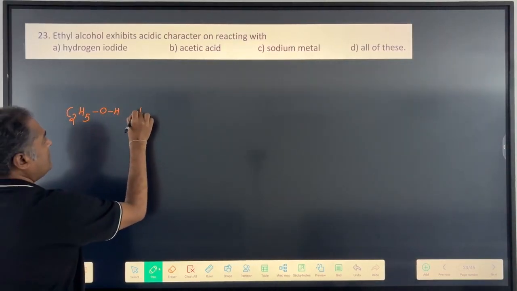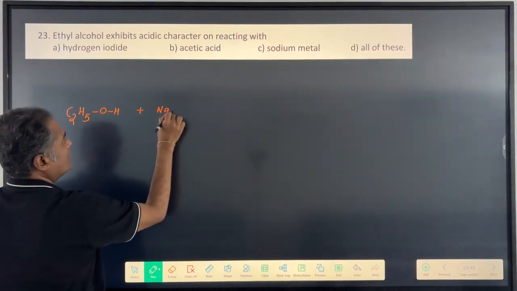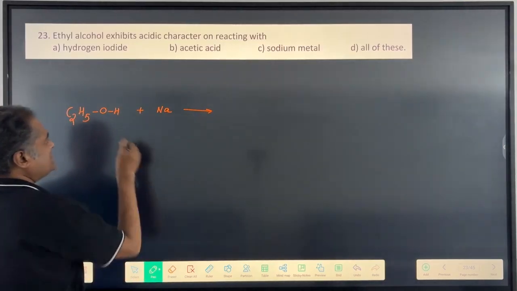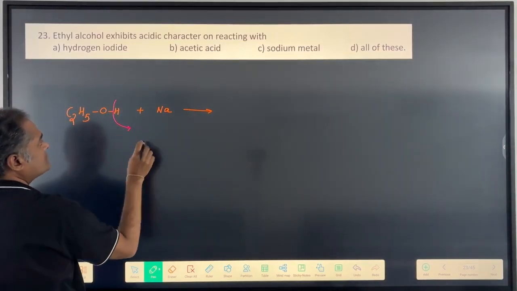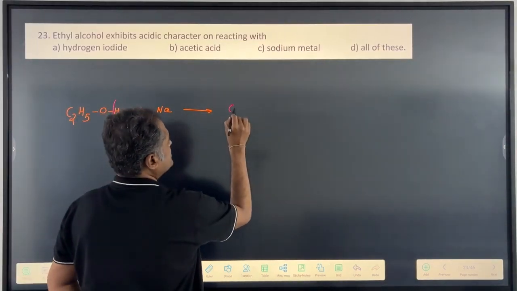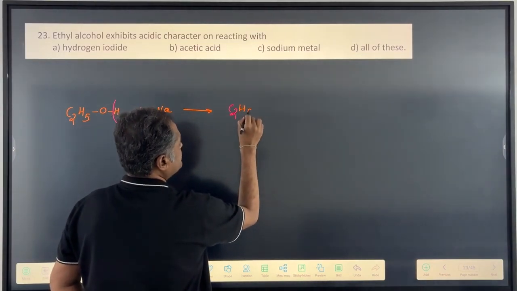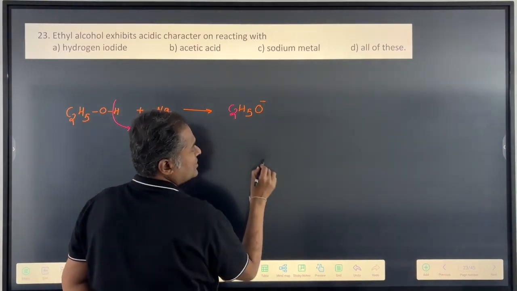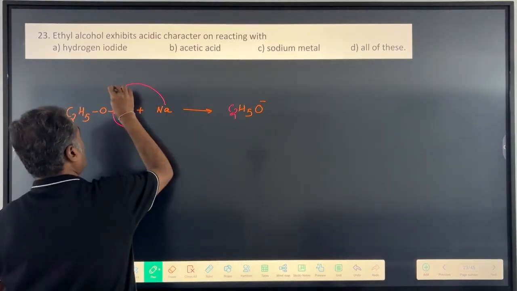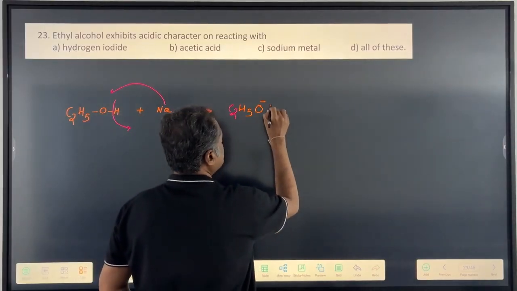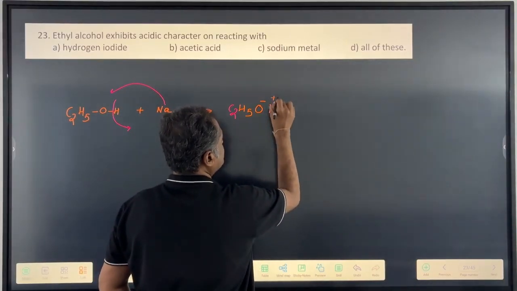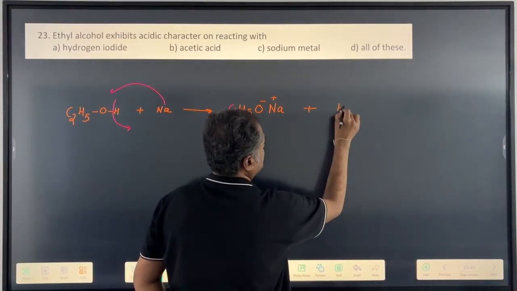treat that with sodium metal. What happens in this reaction? You can see that your H comes out. Yes, so what you get over here is C2H5O minus, and this Na will go over here as sodium salt, and you get H as given out.